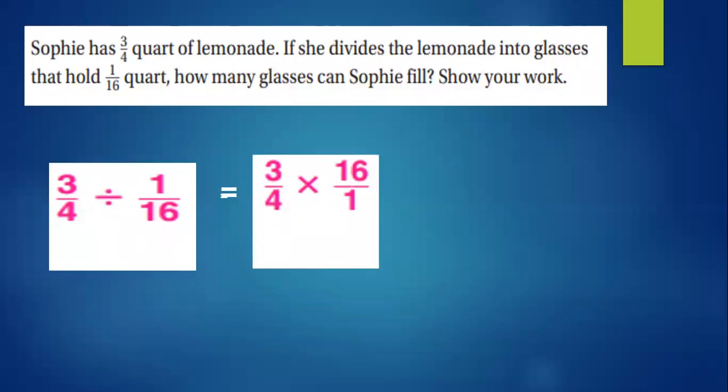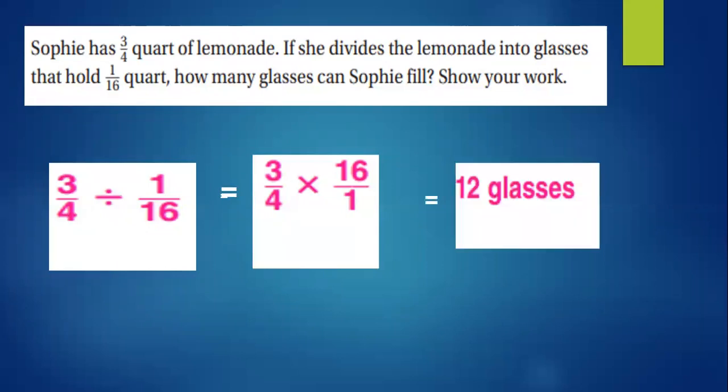So you can simplify 4 and 16. 4 divided by 4 is 1. 16 divided by 4 is 4. So the answer will be 3 times 4, 12/1, which is 12. So Sophie can fill 12 glasses.